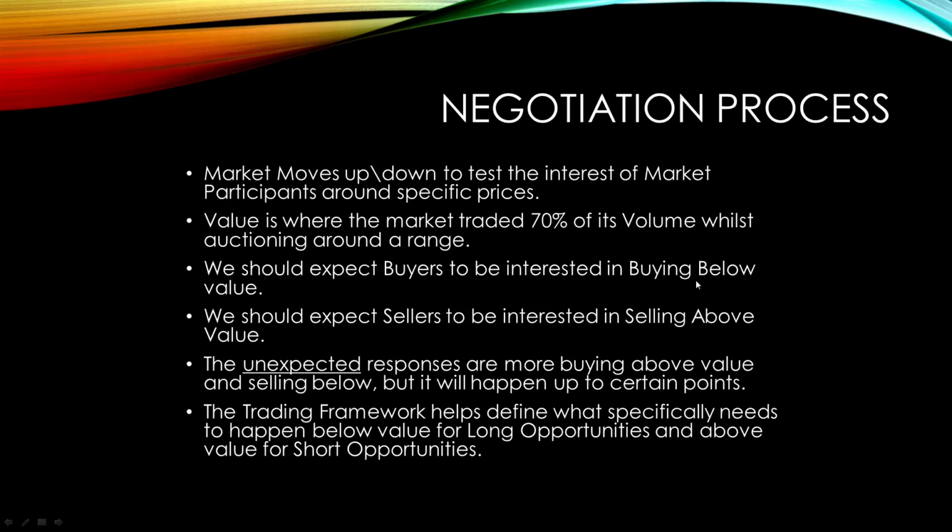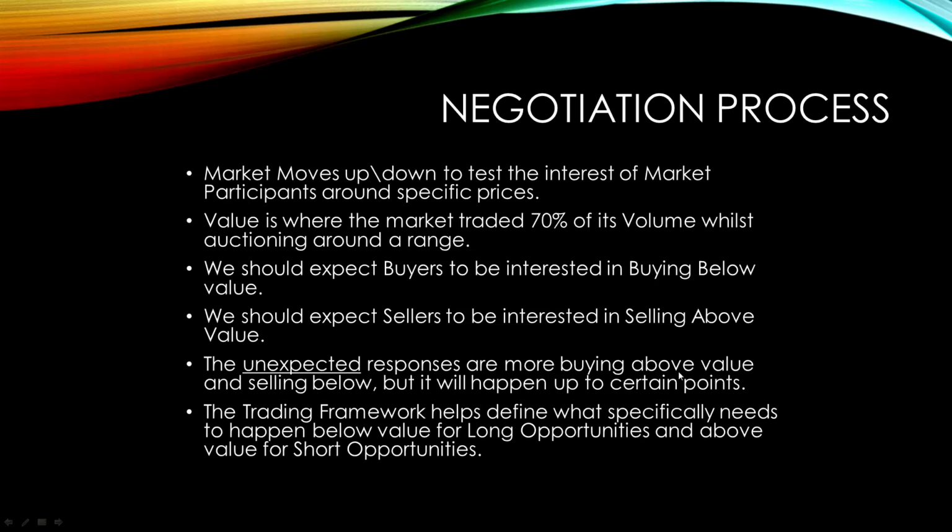So we do need structure so we can actually measure if we are trading our plan or if we are not. So we also need to understand when we should be focused on buying versus selling or selling versus buying. We shouldn't be doing both at the same time. Now, the unexpected response does happen, not that frequently, but it does happen. So we need to be aware of it because we need to know when to stop buying below value and selling above value. The unexpected response is basically more buying above value because of expensive premium prices, and we wouldn't expect buyers to want to keep buying expensive prices.